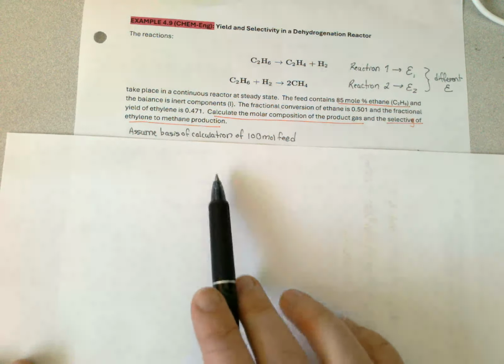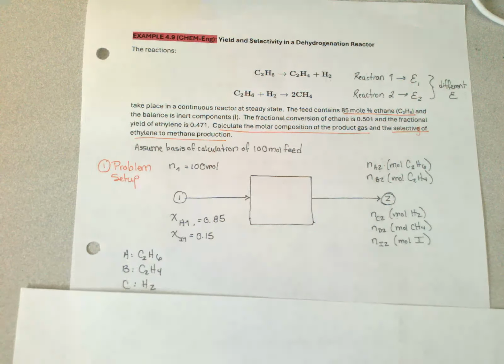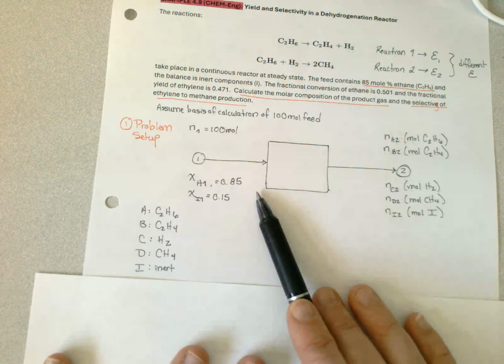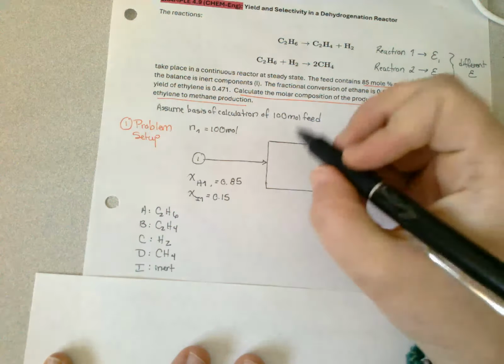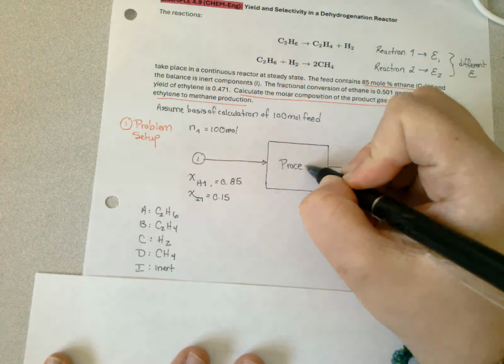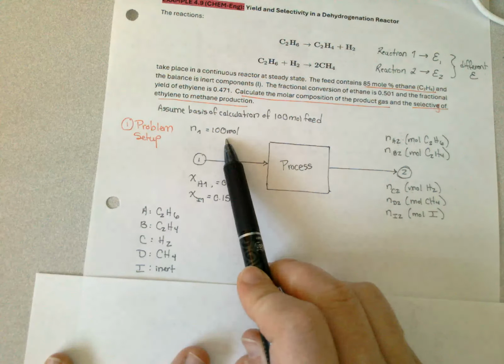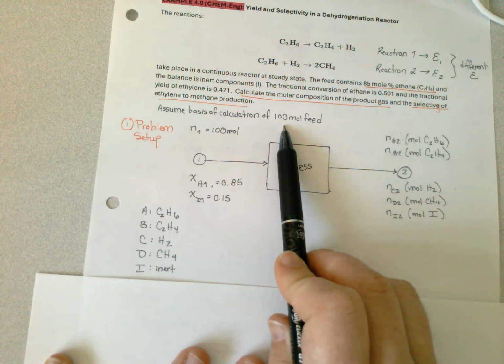So first thing that we're going to want to do, as always, is figure out what our basis of calculation is. 100 moles in the feed is always a great option if it's not specified for you already. And then we're going to want to set up the problem. So here, let me move my paper down. Here's the setup. We're going to assume that this is stream 1 and this is stream 2. This is some process in the middle that does the dehydrogenation reaction. Okay, so N1 is going to be the total flow in 1, and that's going to be the 100 moles. That's our moles in our feed.